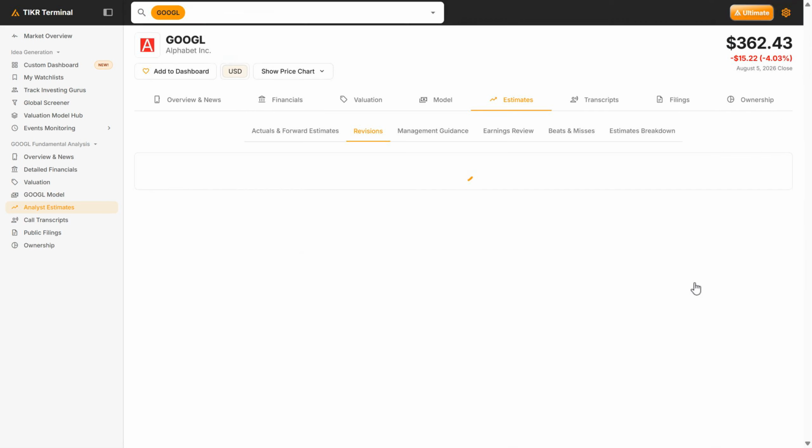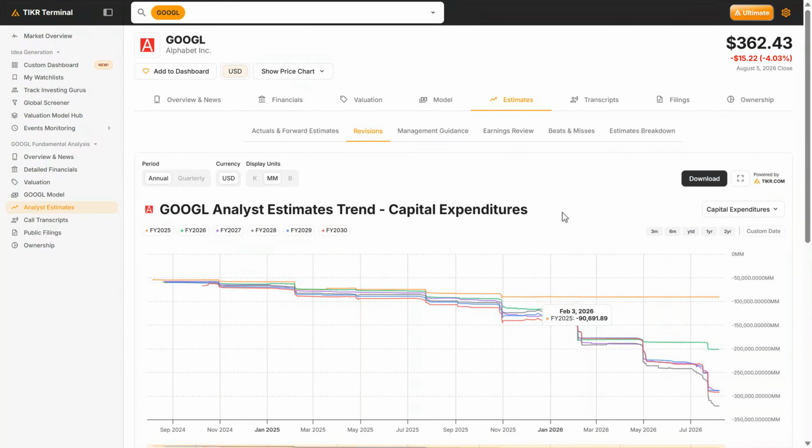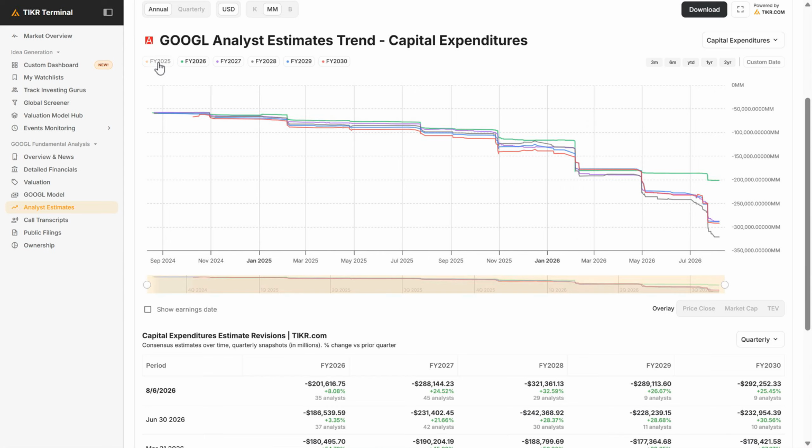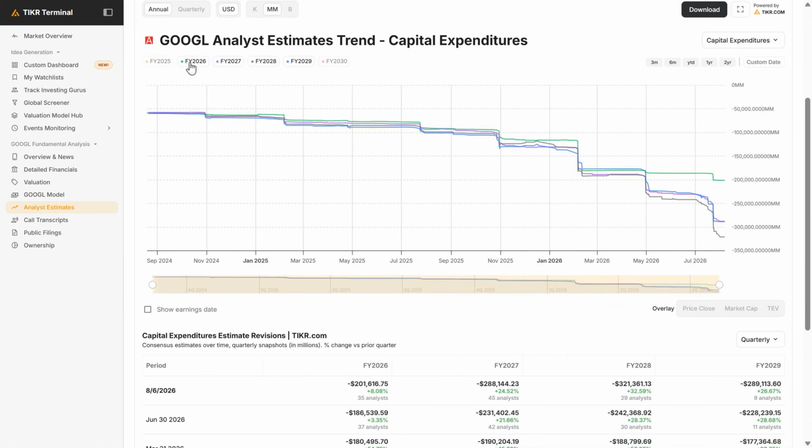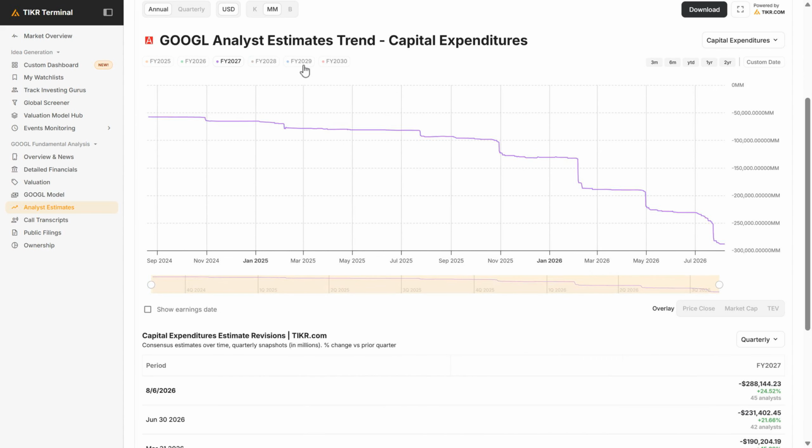Let's look at capital expenditures. Here we can toggle by year. You can also turn off year if you want to look at just FY27, and we can see how FY27 has trended over time. Again, looking about 1 year ago, Wall Street expected them to spend about $100 billion in capital expenditures, and now the estimate is closer to almost $300 billion. So you can see it has dramatically changed. This gives you great context on how analysts are viewing the company's future and how that has trended over time, whether it's a bearish signal or bullish signal over time.